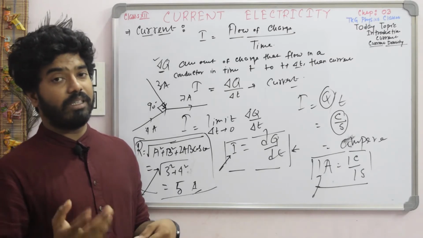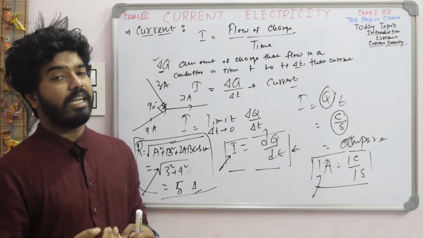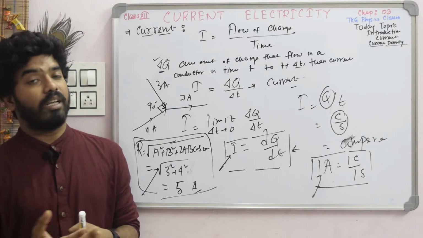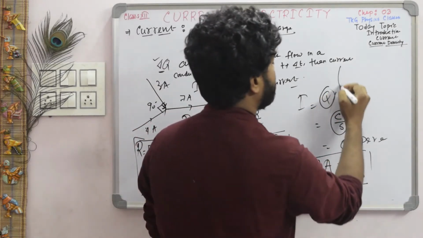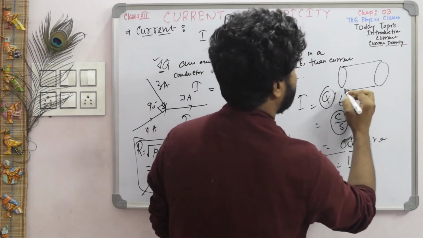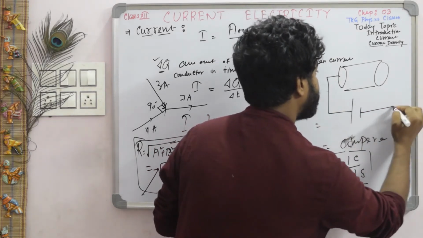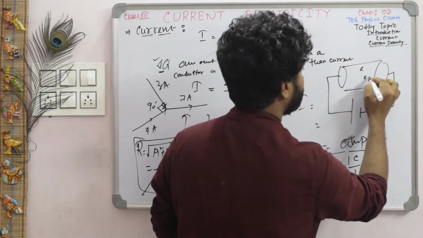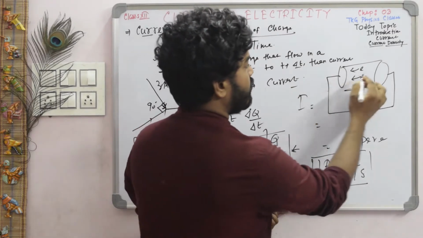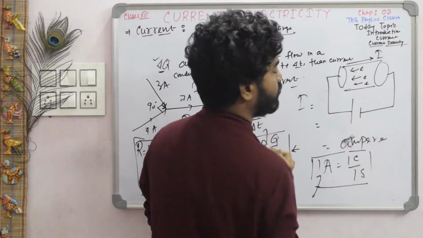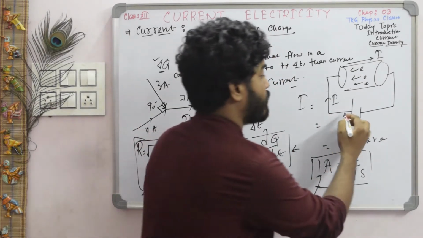Now, the question is, what is the direction of current? The fundamental concept is that current is directed opposite to the direction of flow of electric charge. That means if we consider a conductor like this, connected with a battery, the electrons flow along this direction. So, the direction of current must be in this way. You know the basic thing about current: current flows from the positive to the negative terminal.